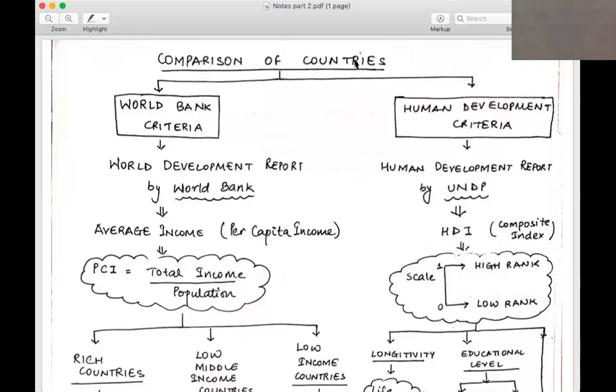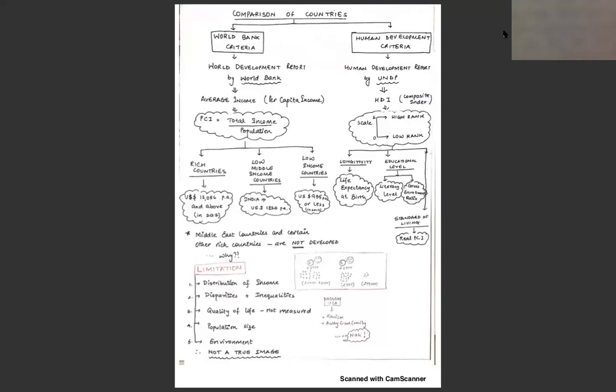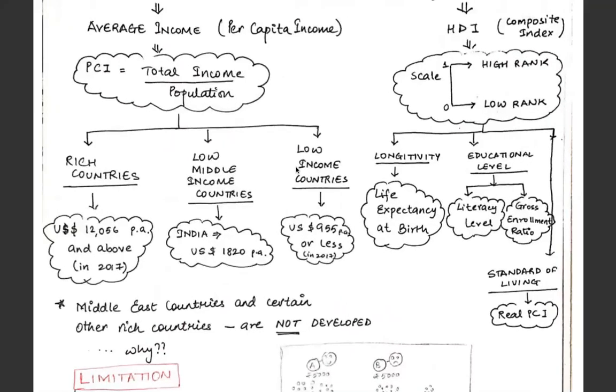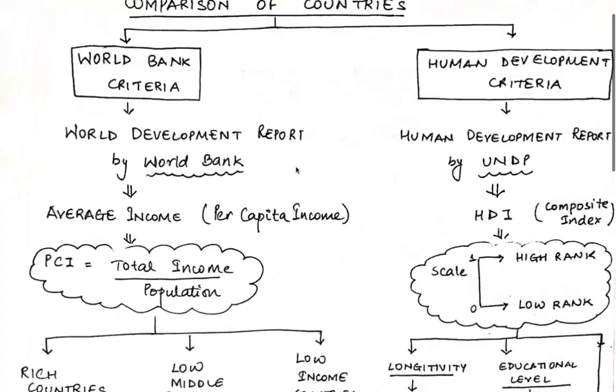Hello, class. So you must have heard that India is called a developing country, whereas the US would be called a developed country. Do you know how we get to this difference? That's because we're comparing the countries. So there has to be some way of comparing the countries, right?